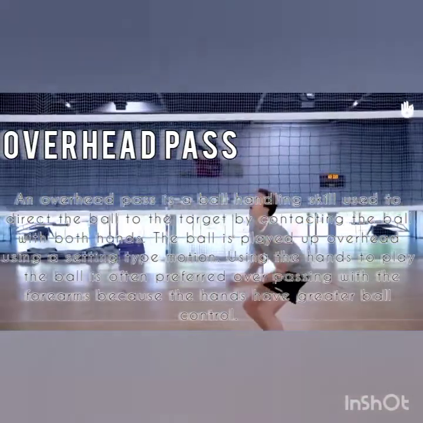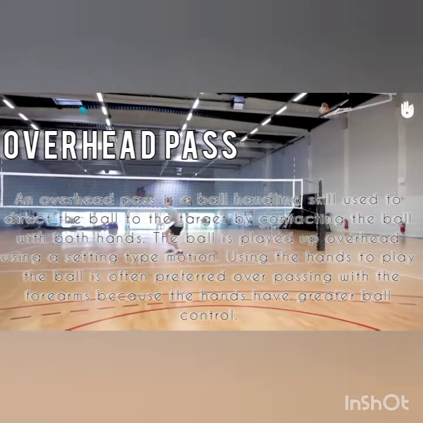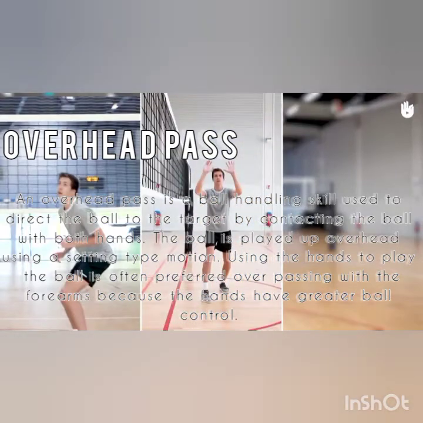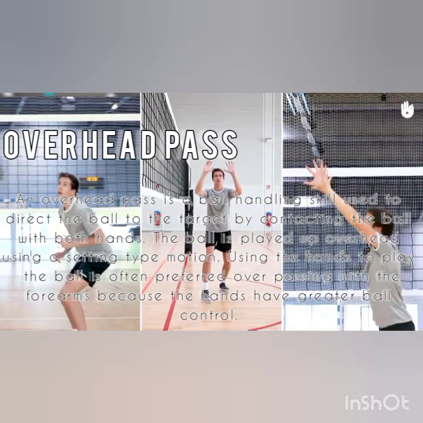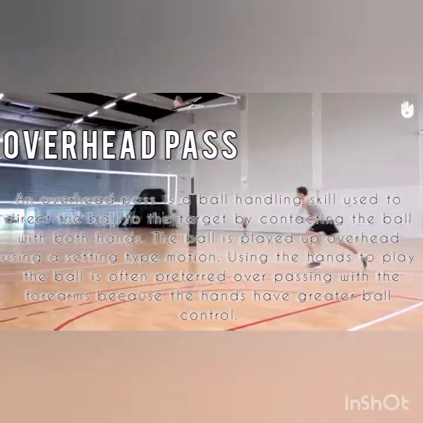Overhead pass. An overhead pass is a ball handling skill used to direct the ball to the target by contacting the ball with both hands. The ball is played up overhead using a setting type motion. Using the hands to play the ball is often preferred over passing with the forearms because the hands have greater ball control.